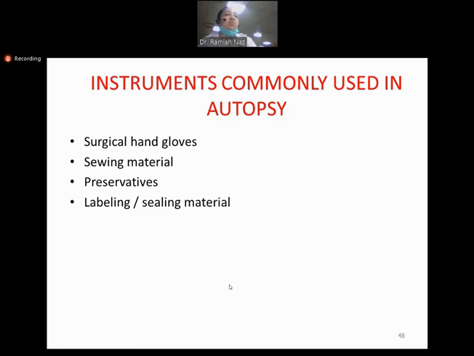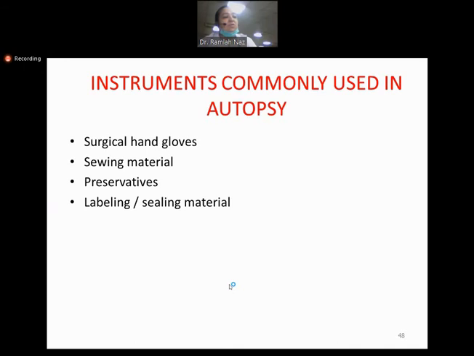Then again, we moved on to the basic objectives while performing the autopsy. We have done the prerequisites, like visiting the crime scene, how we take out and execute the body from the crime scene towards the mortuary, how you have to shift it. Then we have the legal formalities, like authorization done, dead body challan done, FIR done, identification done.